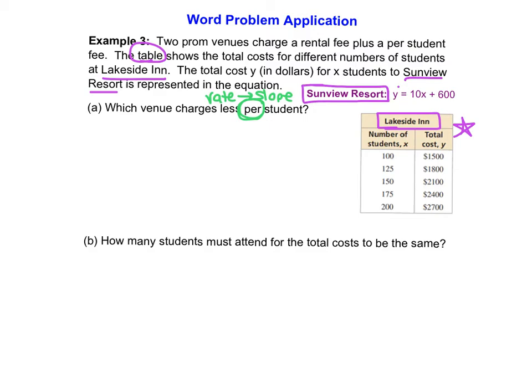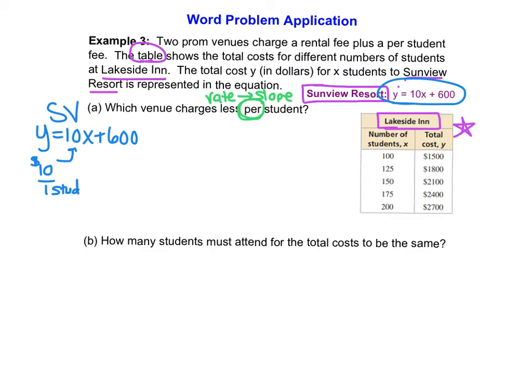Well, I'm going to look at these 2 situations and see what I can figure out. The first one I'm going to look at here is this equation. So if I take a look at y equals 10x plus 600, and this is the Sunview Resort, if I look at this equation, I can interpret it. I notice that the slope is here in front of my x, so that's 10. 10 over 1 is telling me that it costs $10 per one student.